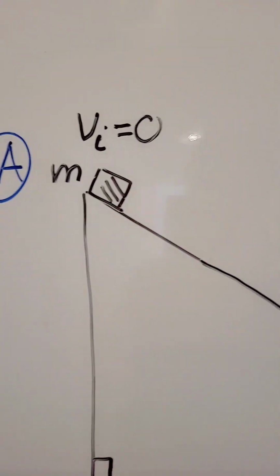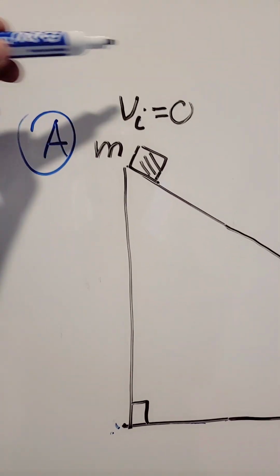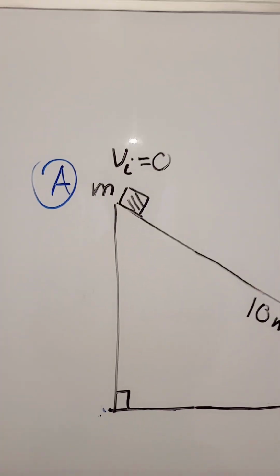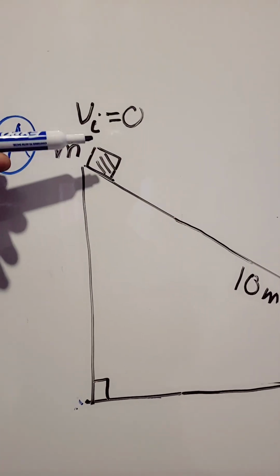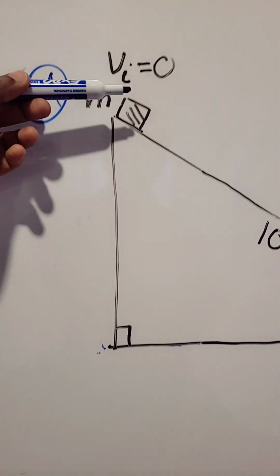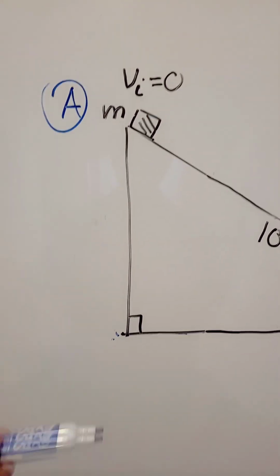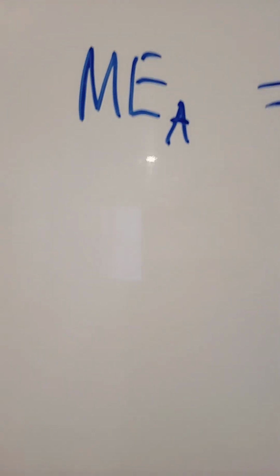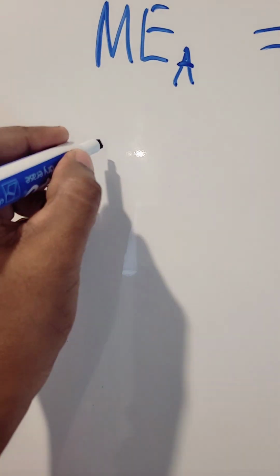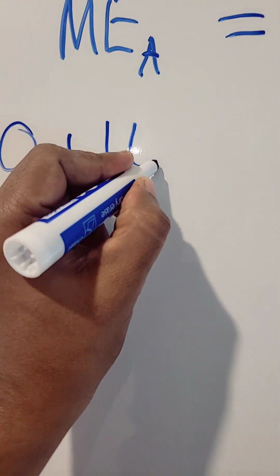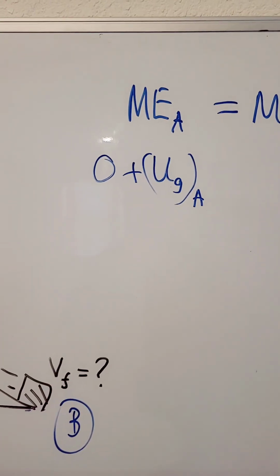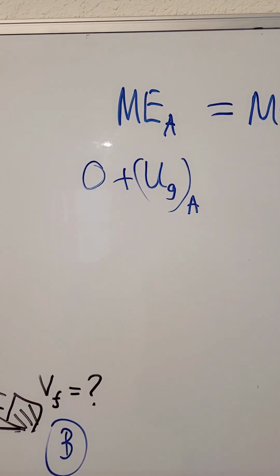So what's the mechanical energy of the system over here? Can you see, it's at rest, so there's no kinetic energy. Over here, it's completely gravitational potential energy. So I'm going to write down for this side, kinetic energy is 0 plus potential energy due to gravity at point A. That's the mechanical energy at point A.